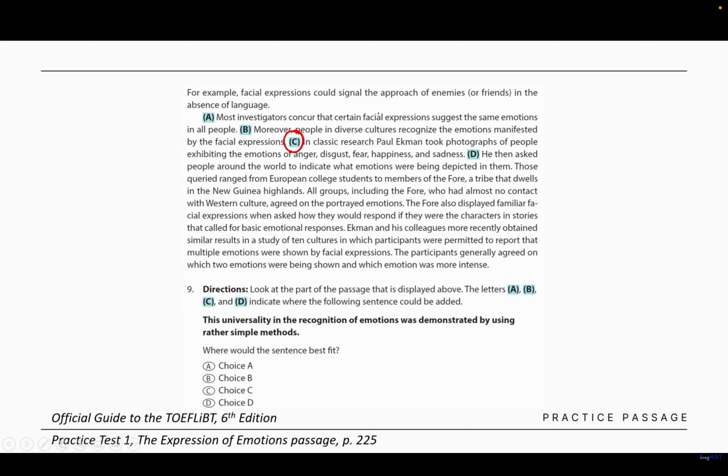Look after C. Do you see a methodology or a method, especially something simple? Yeah, they are mentioned in classic research. Well, that's not a method. Classic research is not a method. So what part would be the simple method? They took photographs of people. Yep, good job. Look before this, we have to have some idea of universality. Do you see it? People in diverse cultures. Boom, right there. So what's the correct answer? C is going to be the correct answer.